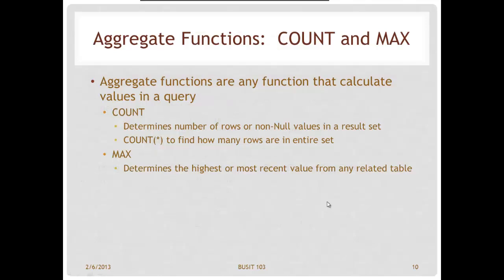And using aggregate functions, the COUNT and the MAX aggregate functions. Aggregate functions are any function that calculate values in a query. The COUNT aggregate function determines the number of rows or non-null values in a result set. It's COUNT with parentheses around whatever you're going to count to find how many rows are in an entire set. And then the MAX aggregate function determines the highest or most recent value from any related table.